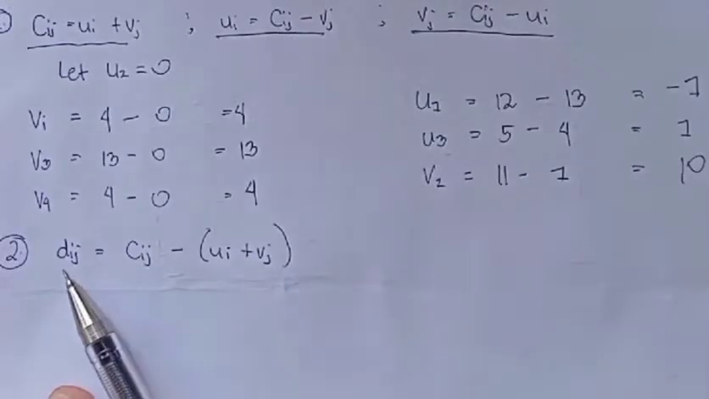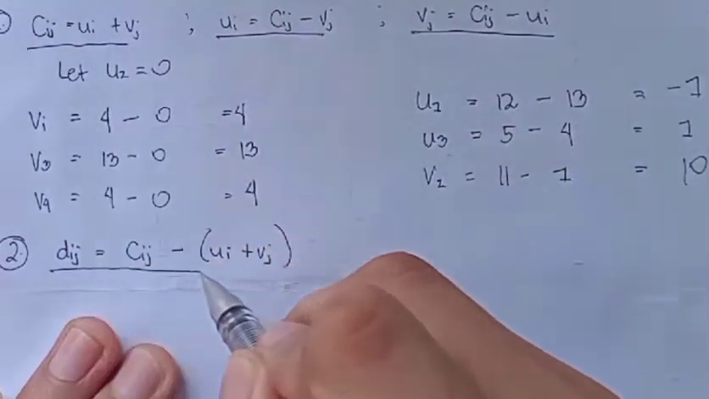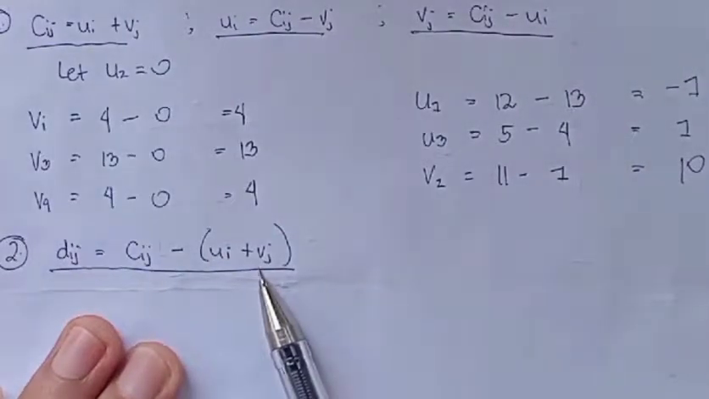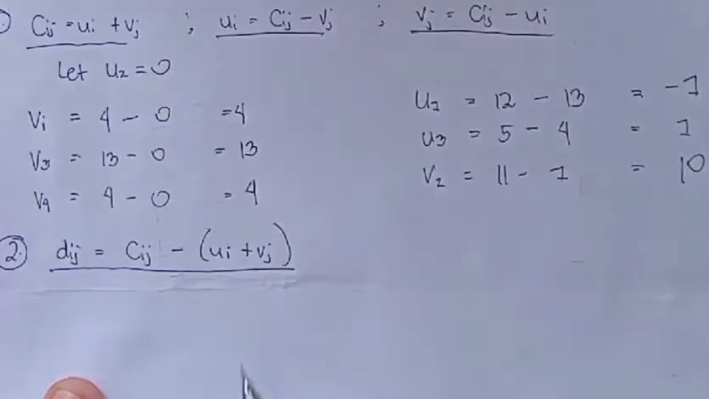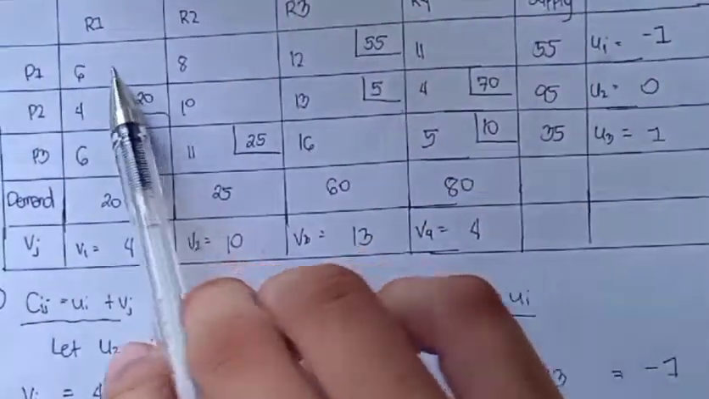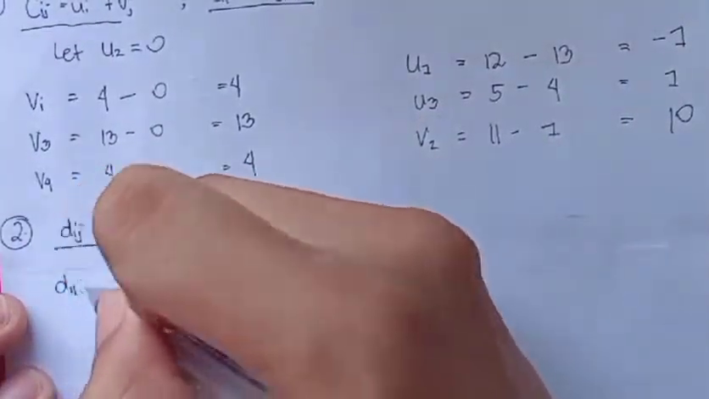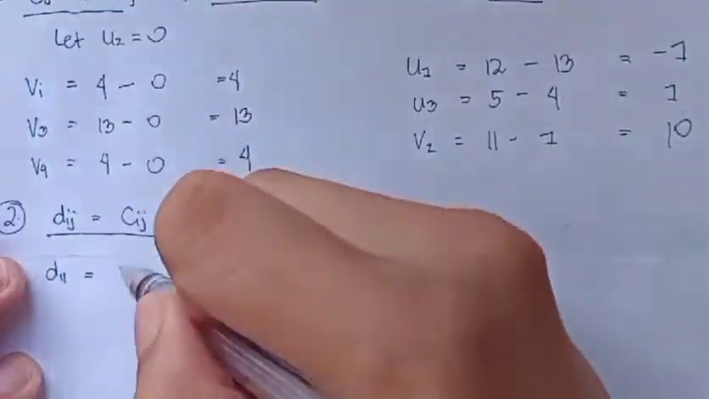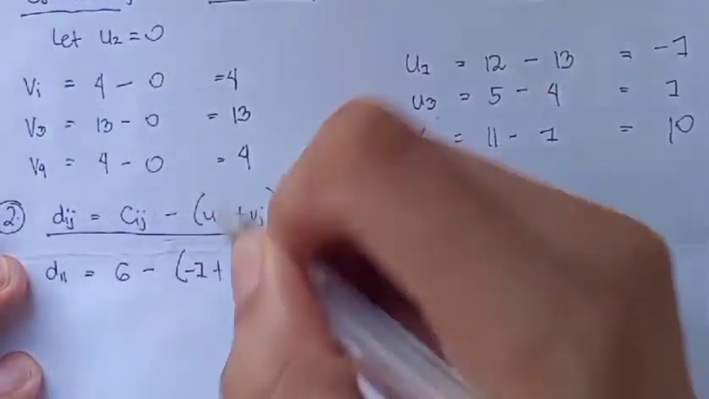In step 2, we still need to use the formula, which is Dij is equal to Cij minus the quantity of Ui plus Vj. And we will find Dij for all unoccupied cells. So we will start here in unoccupied cells P1 and R1, known as D11. The Cij is 6 minus the Ui, which is negative 1, plus Vj, which is 4.